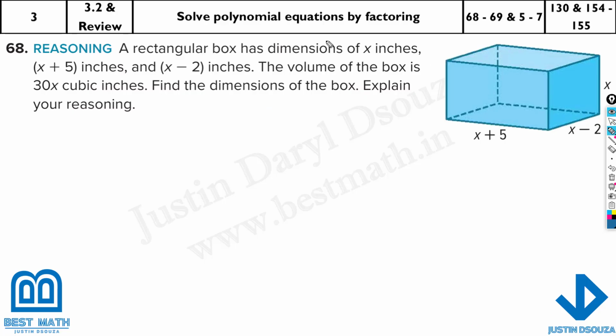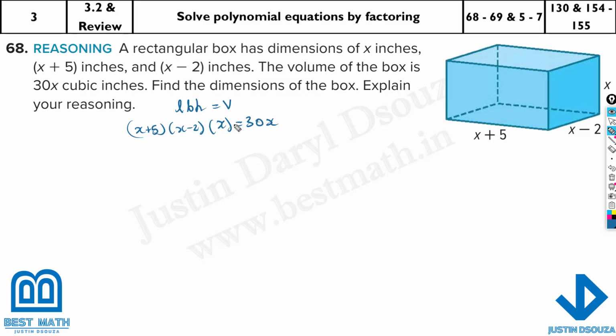Now, what is the volume exactly? It's all three dimensions multiplied. It's length times width or breadth times height is equal to volume. What is the length? It's x plus 5, times x minus 2 is the breadth, and the height is x, that is equal to 30x.